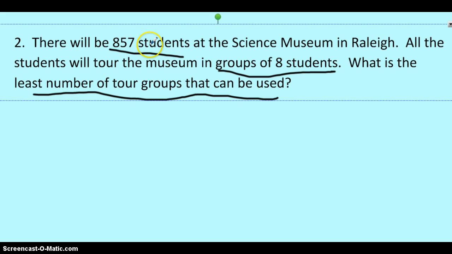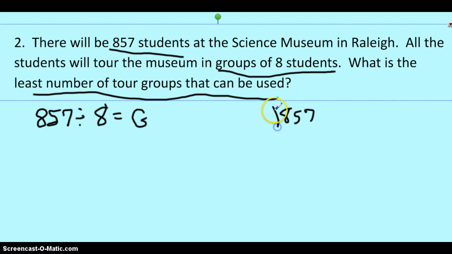Again, that's a division. We're separating these 857 students, so 857 students divided into groups of 8. And we're looking for the number of groups, so we'll put G for groups. So again, it's a division. Let me get enough room. So we've got 857 divided by 8. Okay, so we can look large here.